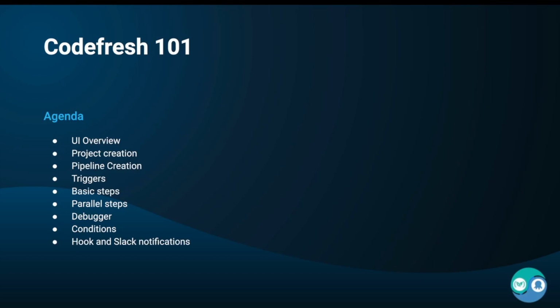Then we'll see how to put some steps in parallel. We will have a look at our awesome feature, the debugger. Finally, we'll add some condition on a step, and we'll see how to send some Slack notification when your pipeline fails.